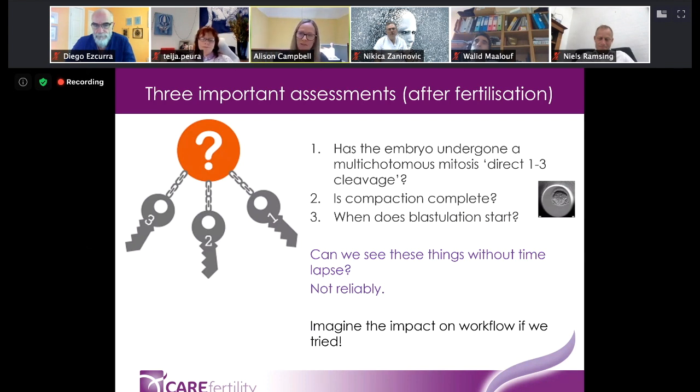So imagine the workflow. If I said to our embryologists, right, in standard incubation, we're going to have to try, these are very important variables, we need to try and spot them. It would be a disaster. It'd be impossible.